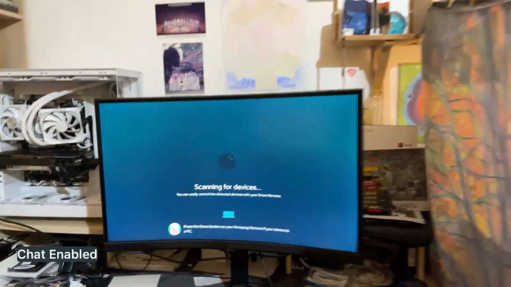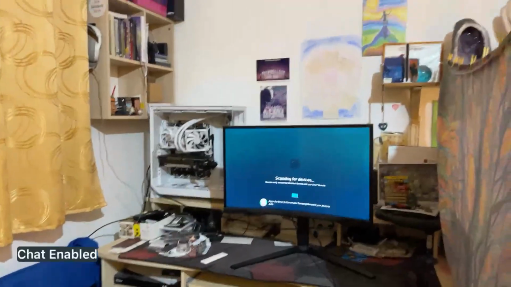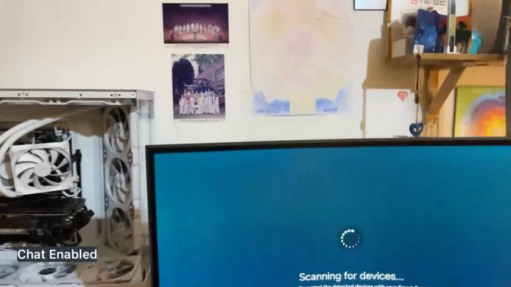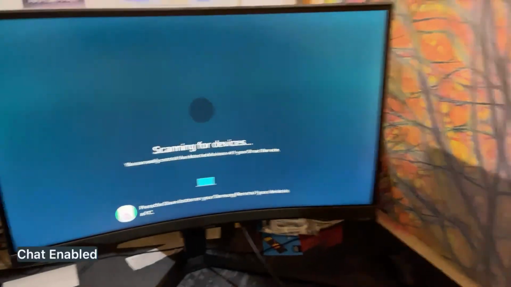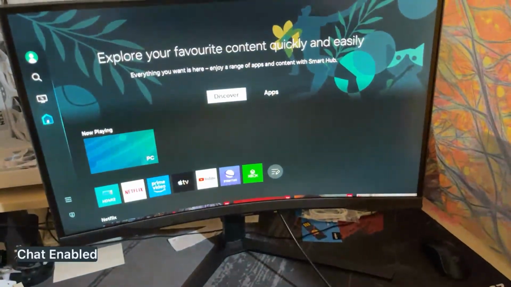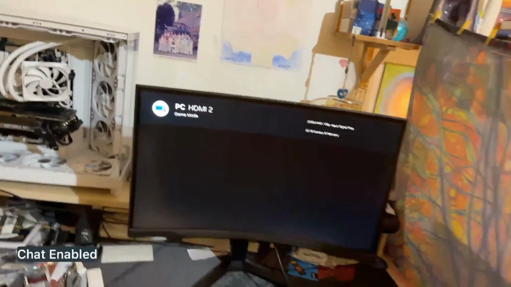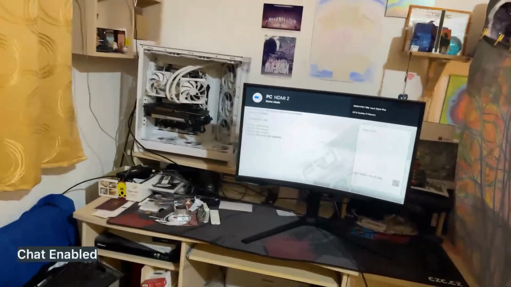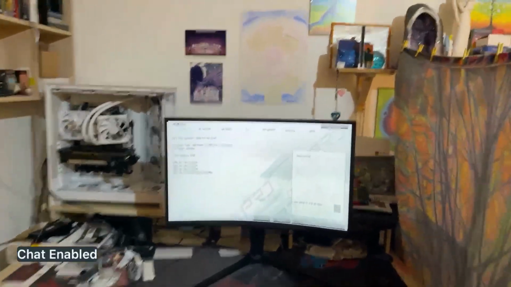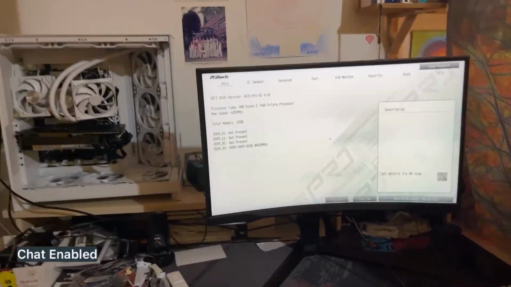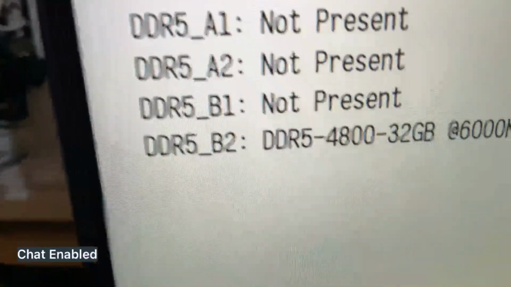Stupid monitor. Stupid monitor. Yeah, HDMI 2 is the high priority port for you. Yeah, no boot device, so it went to BIOS. And now we are running at 6000 megahertz. Expo profile is active.